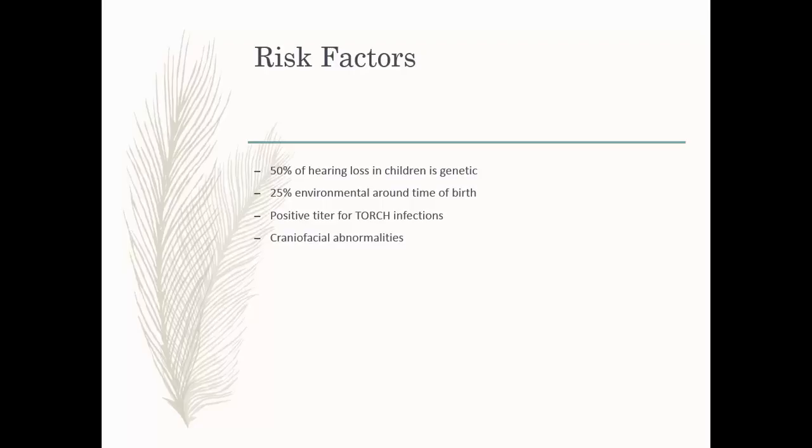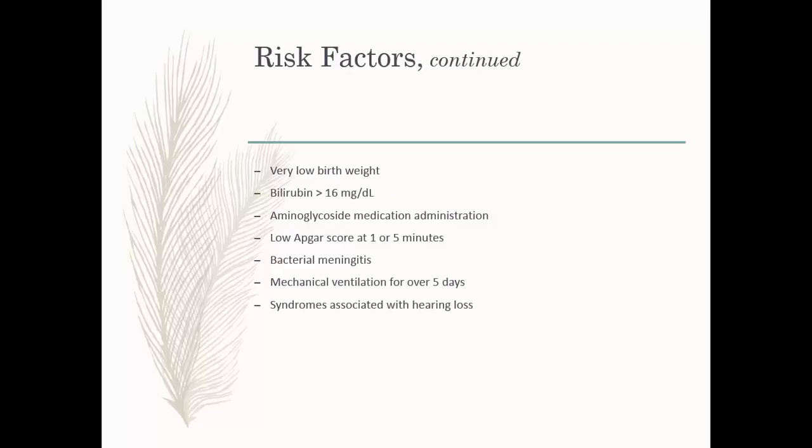Risk factors. 50% of hearing loss in children is genetic. 25% is environmental around the time of birth, and the remainder is from unknown causes. They have a positive titer for TORCH infections, and that is toxoplasmosis, rubella, cytomegalovirus, syphilis, and herpes. Also, craniofacial abnormalities are risk factors for hearing impairment.